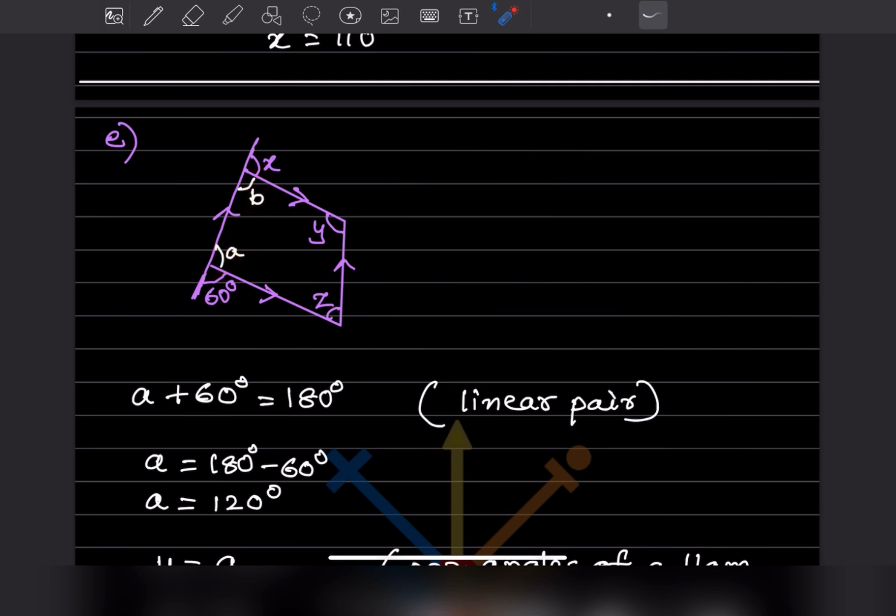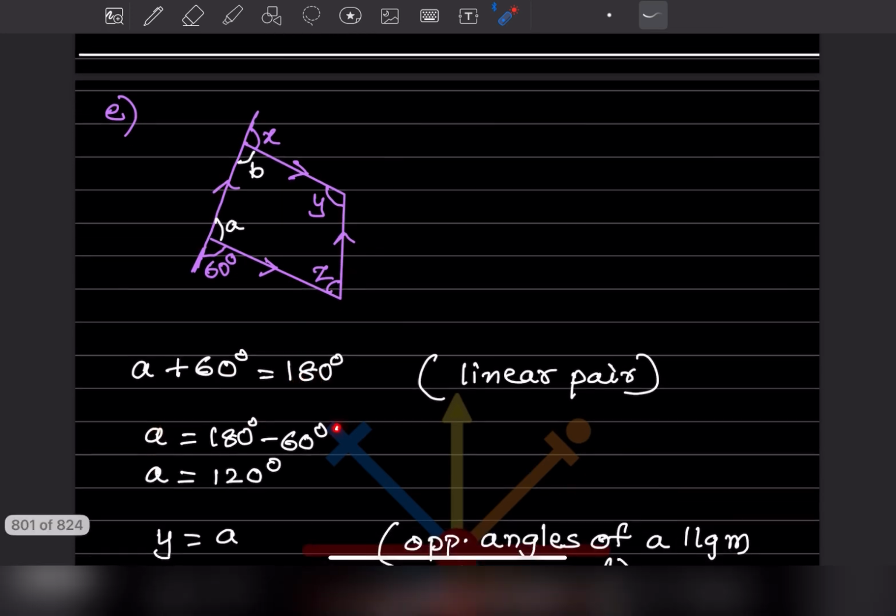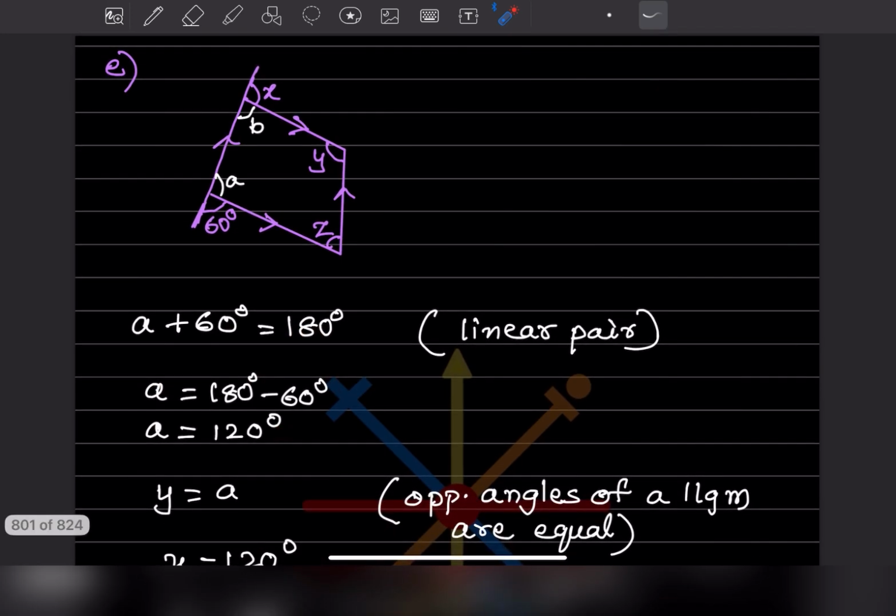Now first, we know this one. So we can put here this one, because this is a linear pair. Whenever it is like this, it is a linear pair, meaning this together is going to be 180. So it's a linear pair. A plus 60 is 180. So a will be 180 minus 60. So a is 120.